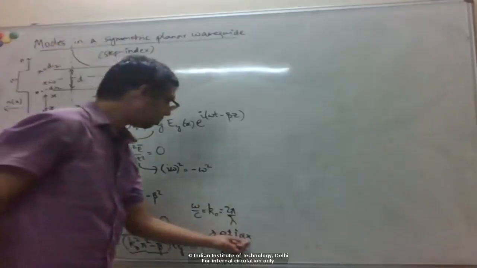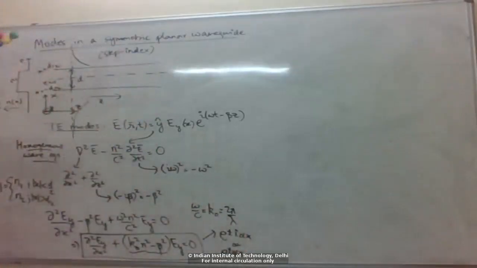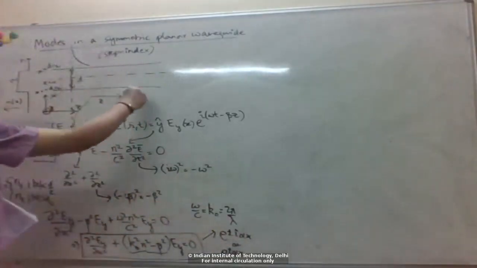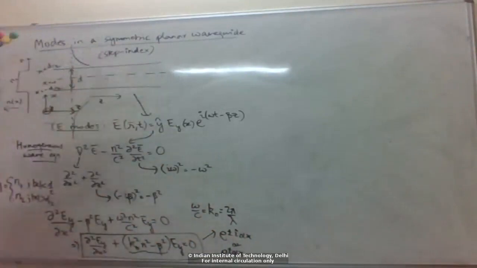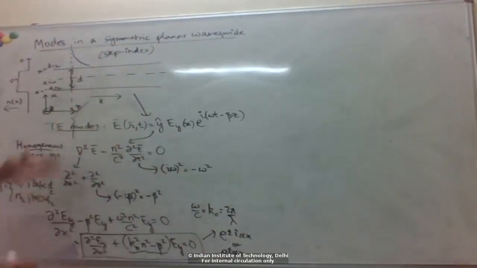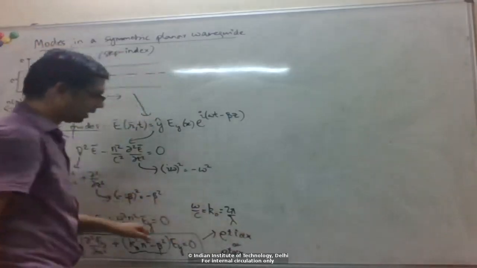So this kind of solution is not possible in the cladding if you want a guided mode, right? This kind of thing will be a propagating mode in the cladding, something which travels into the cladding forever. But that's not a guided mode, right? That's a thing which leaks out. So this kind of solution is not what we are looking for in the cladding.